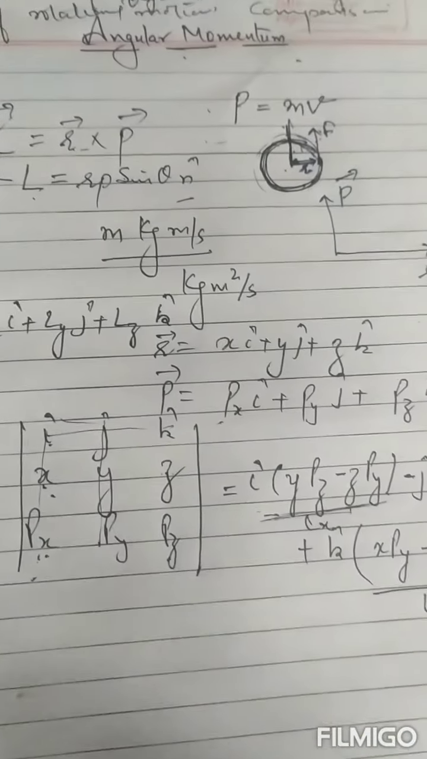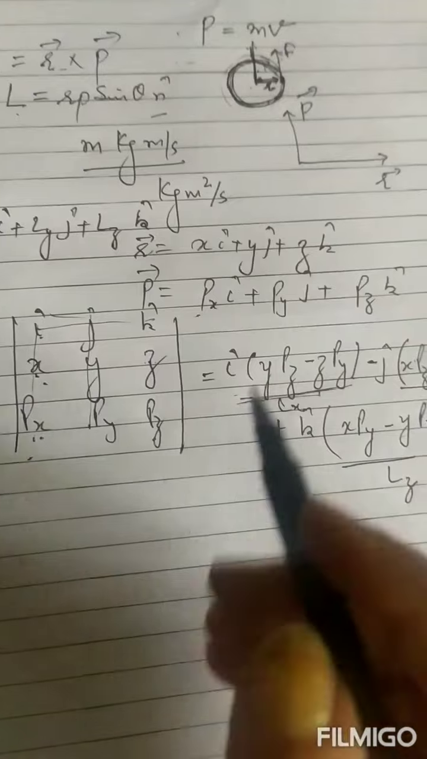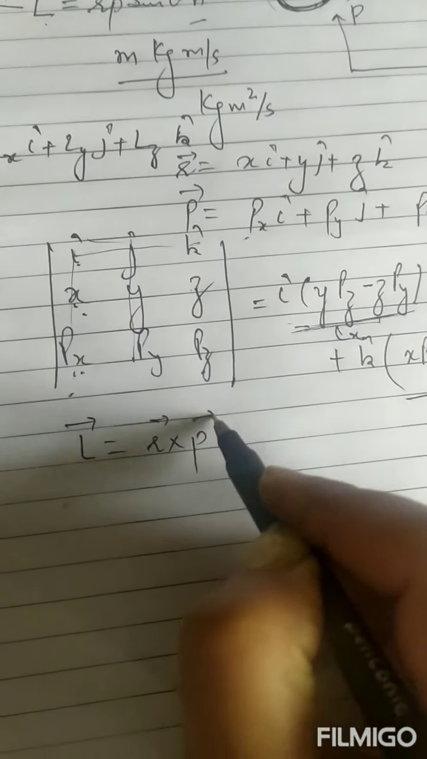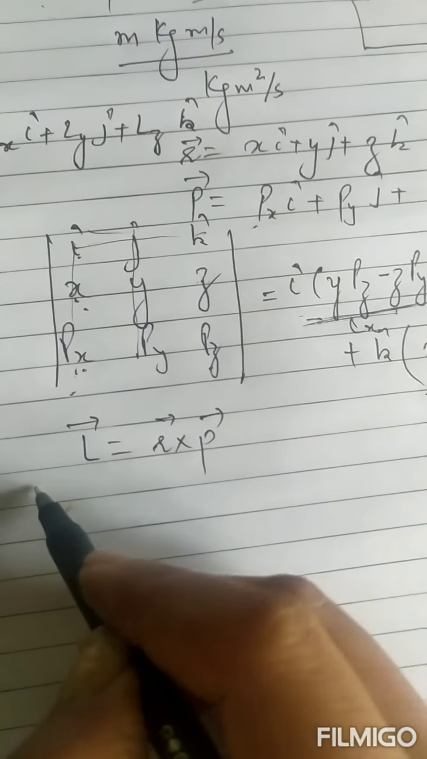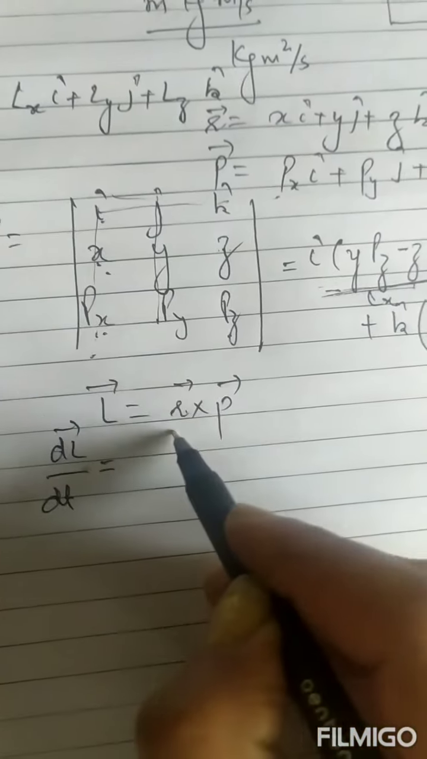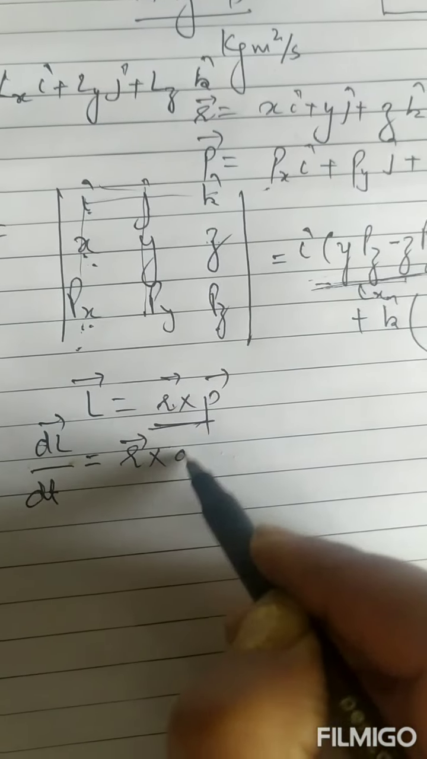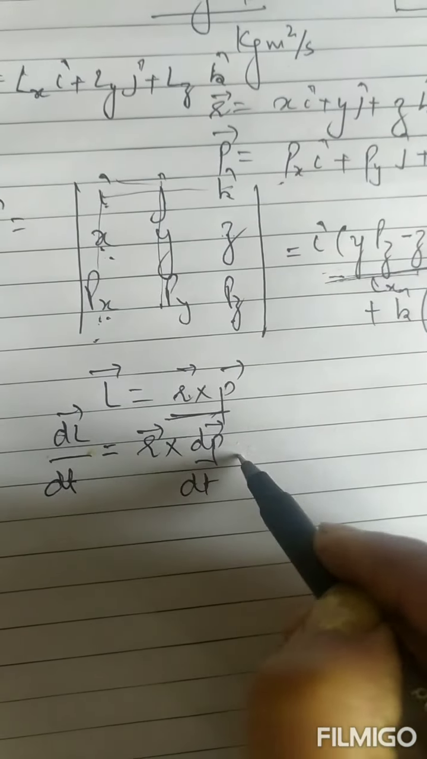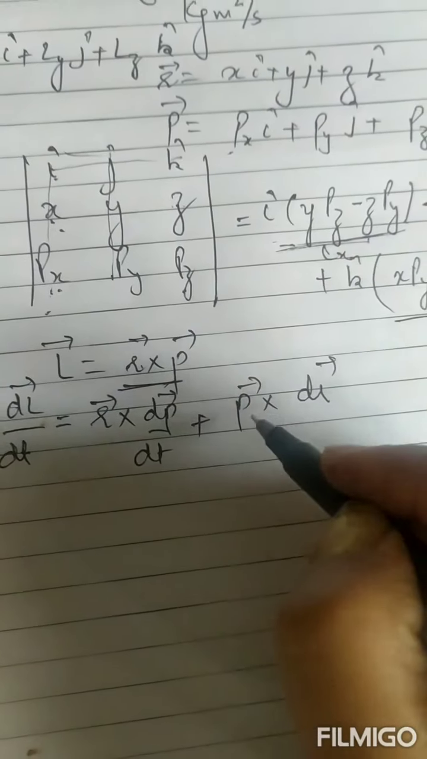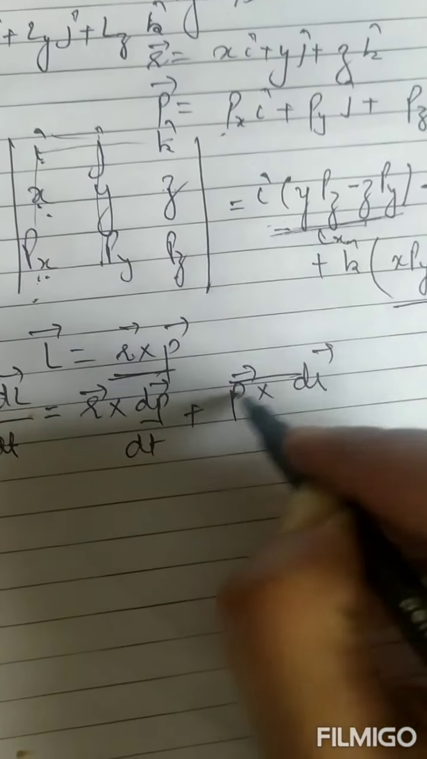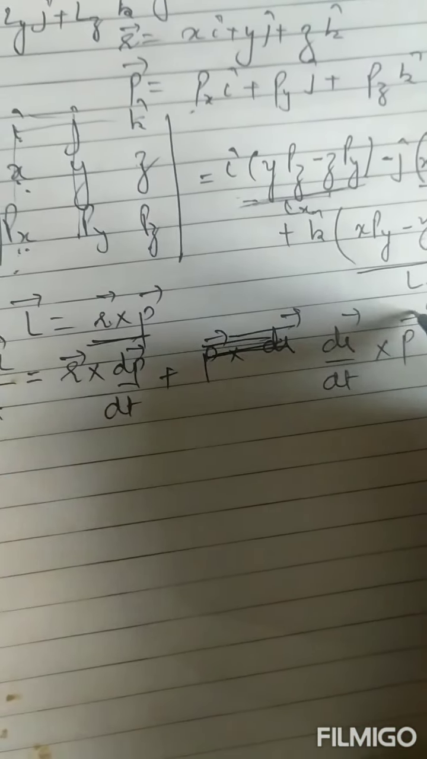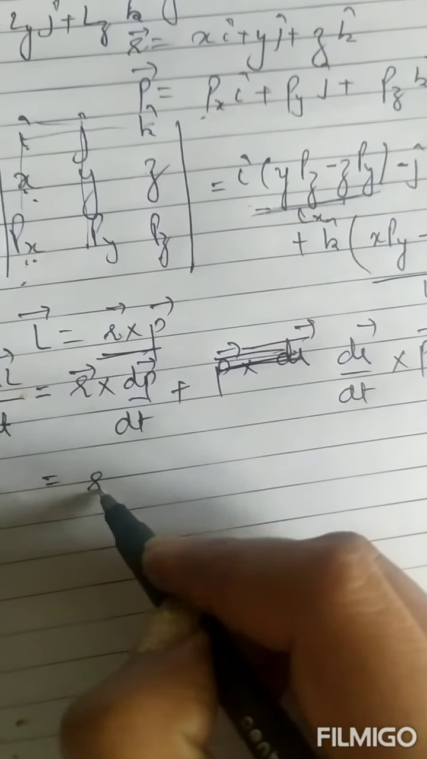After that, what is the law of conservation of angular momentum? See, we know L vector is R vector cross P vector. Now take the derivative on both sides, dL vector over dt with respect to time. So here applying the uv formula, R vector cross dP over dt plus P vector as it is cross dR vector upon dt, or we can write it like this, dR vector upon dt cross P vector. Now this is R vector.